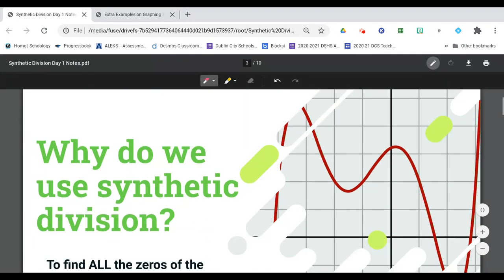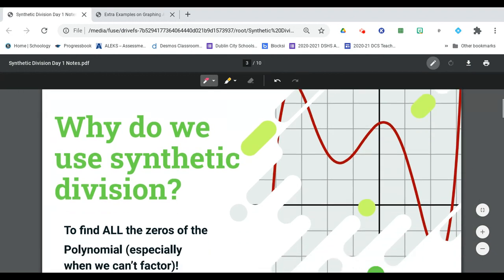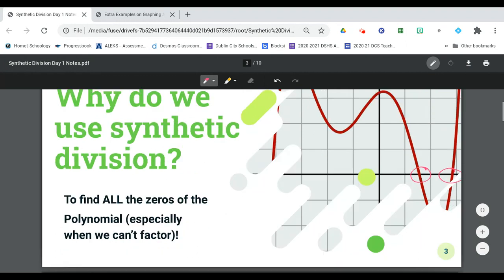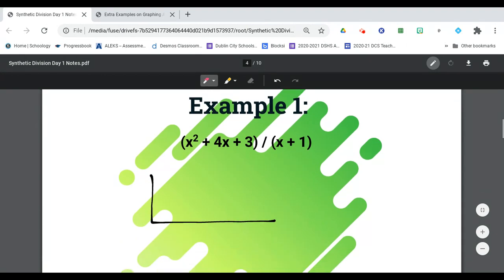Now, why do we even use synthetic division? Well, we use synthetic division to allow us to find all of the zeros of a polynomial. Remember, we're finding where it crosses the x-axis as in the picture shown below, or to the right. So our goal is to find all of these zeros when something's not factorable or when we can't use the quadratic formula on it. So let's take a look at another example of synthetic division.